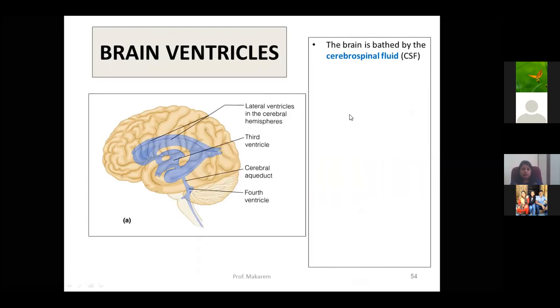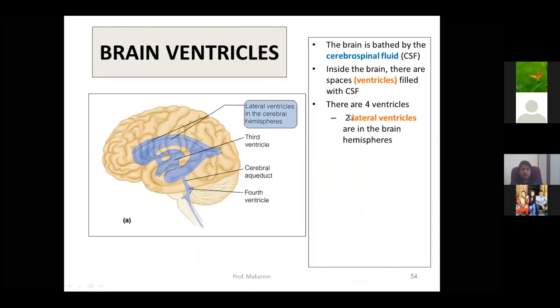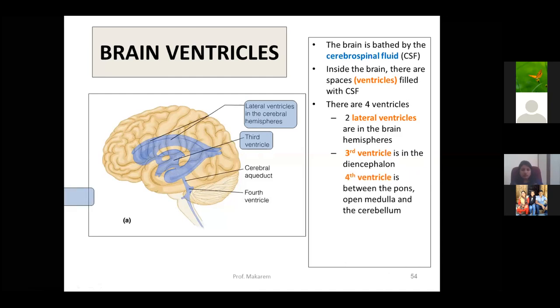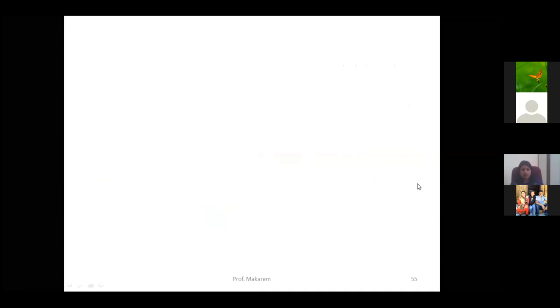Inside this ventricle, you find the CSF, and there are four ventricles, two lateral ventricles in the hemispheres, the third ventricle in the diencephalon, then the fourth ventricle between the pons, upper medulla and the cerebellum. The third and fourth ventricles are connected by the cerebral aqueduct of Sylvius present in the midbrain.